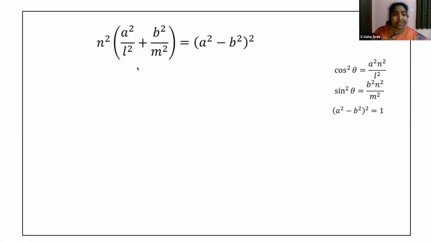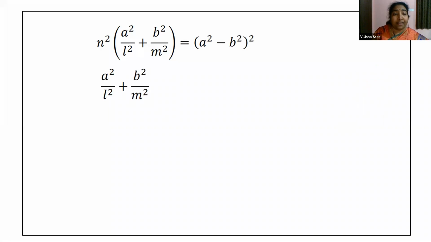Then just send this n² to the other side. Then you will get a²/l² + b²/m² = (a² − b²)²/n². This is the condition for any line lx + my + n = 0 to be a normal to the given ellipse x²/a² + y²/b² = 1.